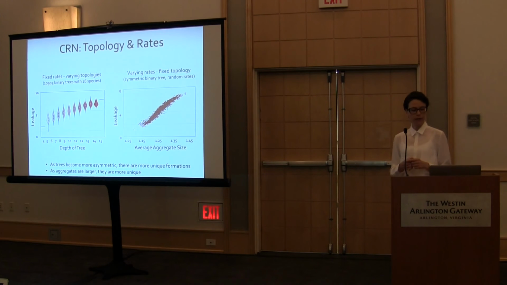On the right-hand side, we're keeping the topologies fixed, but we're varying the rates for a symmetric binary tree representing an aggregation mechanism. And what we can see is that for larger aggregate sizes, we're also increasing the leakage of our systems. So both of these things point to the fact that the more unique aggregates or more unique coalitions that we have in our systems, the less private our systems tend to be.